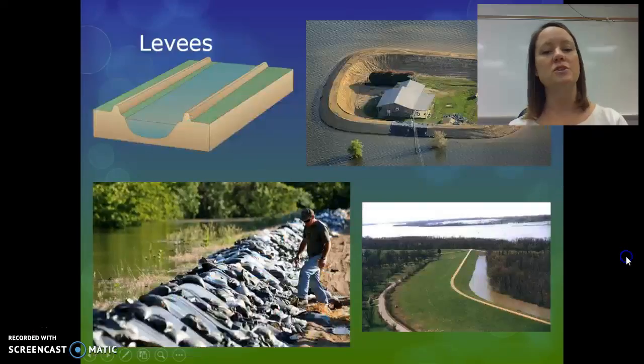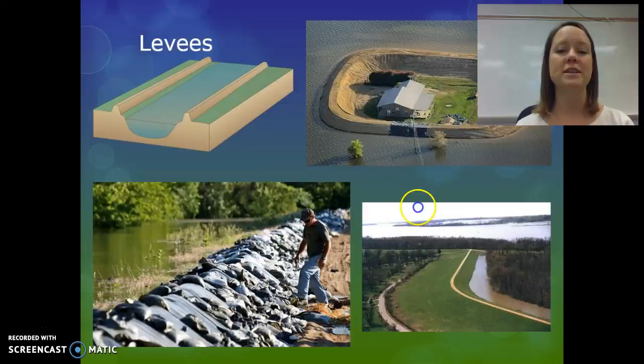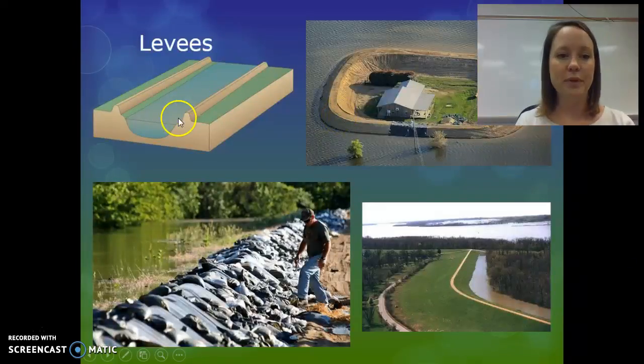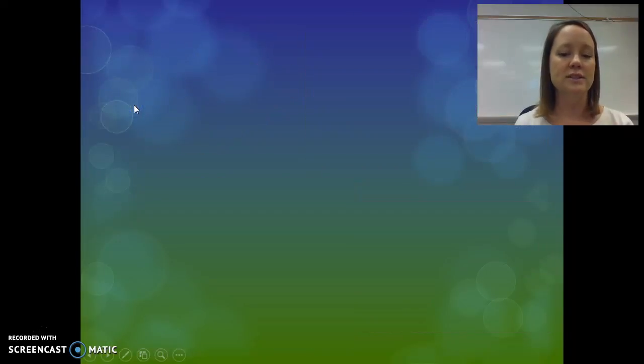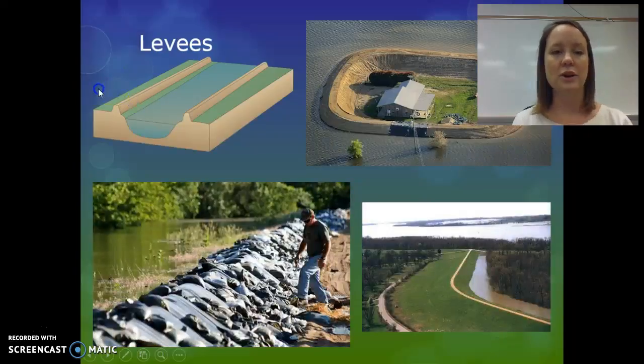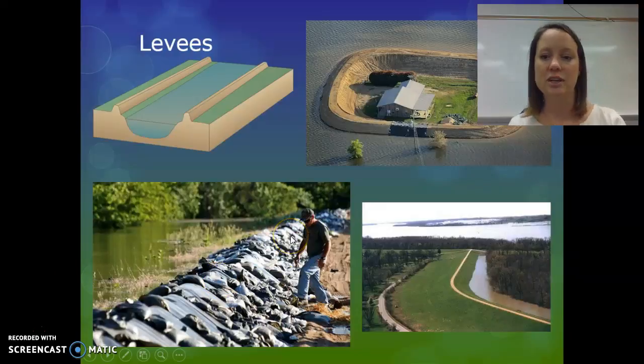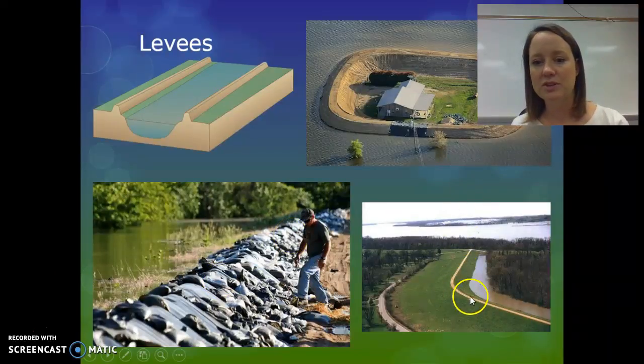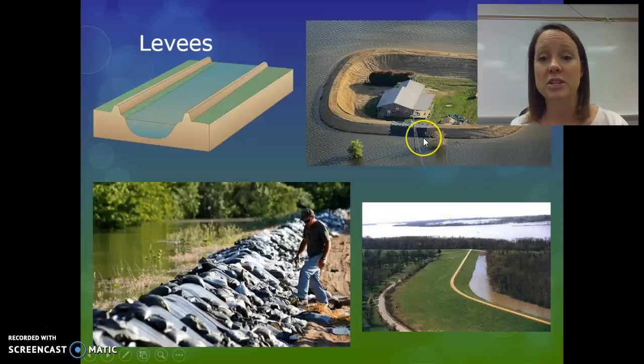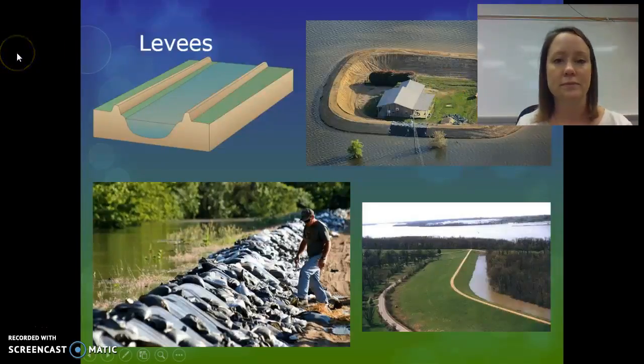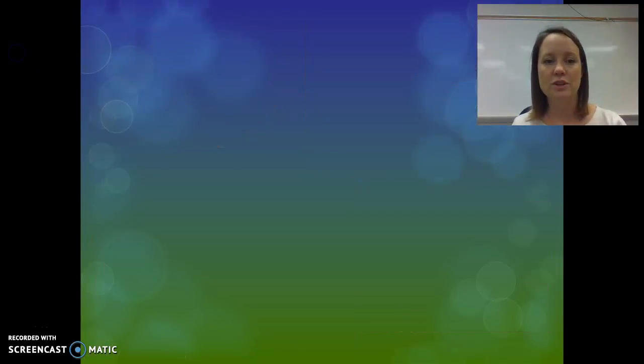There are things that we can do to help prevent the flooding. One is building levees, which are usually ridges of sediment on either side of the river so that when it floods, the water can still rise without going over the levee. Sometimes we use sandbags, as you can see in this picture here, but most of the time they're going to be just ridges of sediment. Here's an extreme example of a levee that was built when they knew the floodwaters were going to be coming. And that is it for streams and rivers.